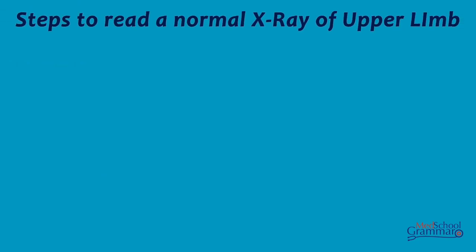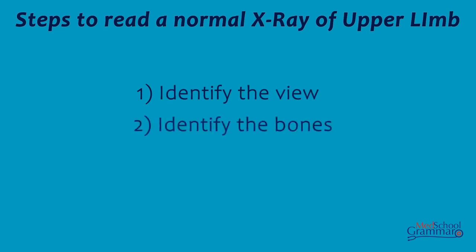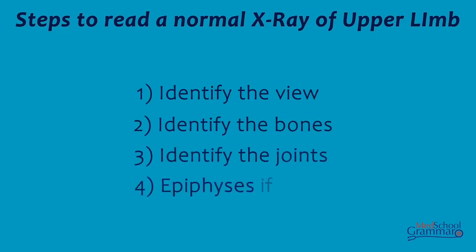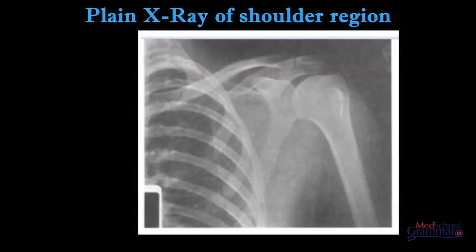There are 4 easy steps to read a normal X-ray of the upper limb. First, identify the view, then identify the bones. After that, identify the joints, and if present, identify any epiphysis. So the film before us is a plain X-ray of the shoulder region, as you can see. Let's try and read this following the 4 steps we just discussed above.